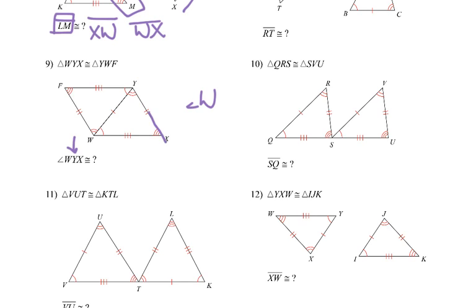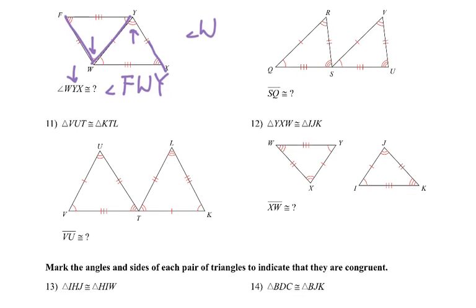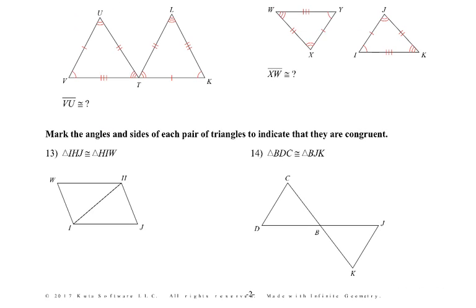So we notice that the one we had 2, so we look for the 2 tick marks. So it would be FWY. So I'd go angle FWY, or YWF, that would work as well. Okay? Alright, so you should be able to do the rest of those.